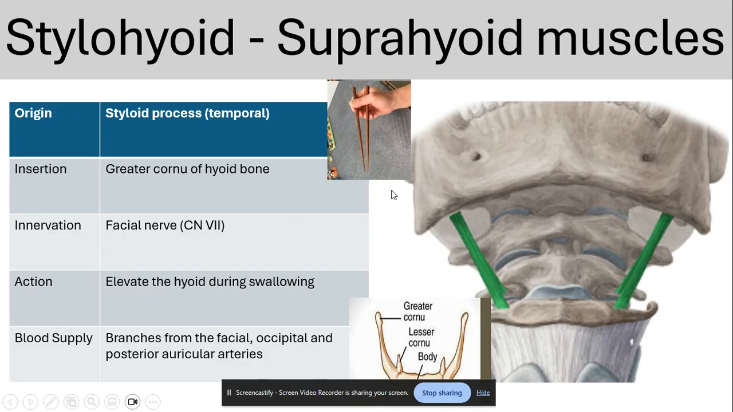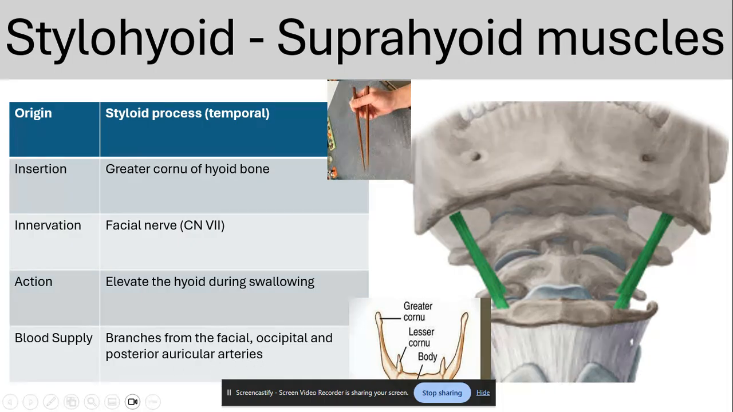The origin is the styloid process, right? Innervation is the facial nerve, CN7. Action is to elevate the hyoid during swallowing. So if you're swallowing, it elevates it. Every time you try to eat, chances are you will be using the stylohyoid muscle, right? So every time you eat, just think of the stylohyoid muscle and say thank you, and that's how you'll remember what stylohyoid is, okay? Blood supply is branches from the facial, occipital, and posterior auricular arteries, right?